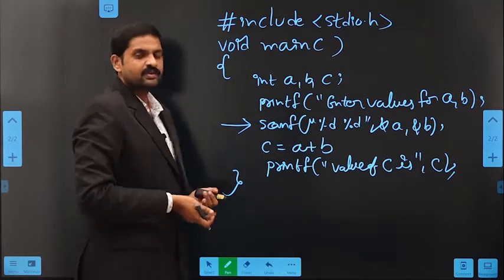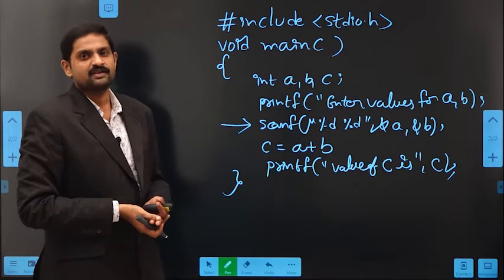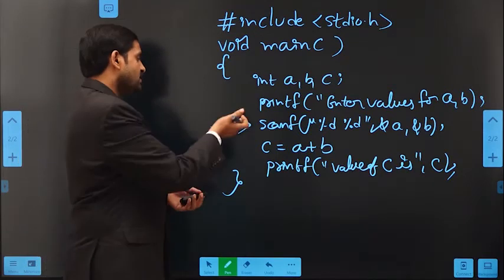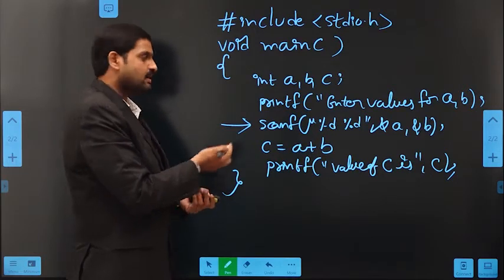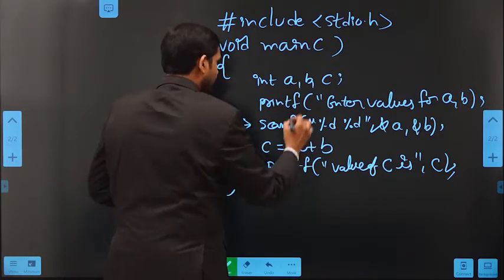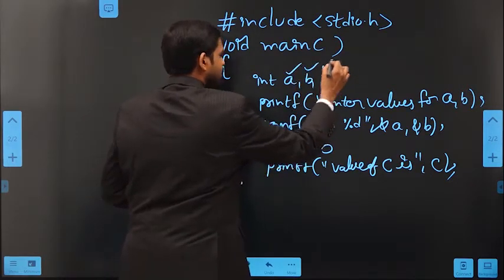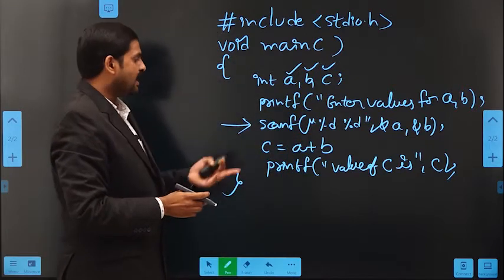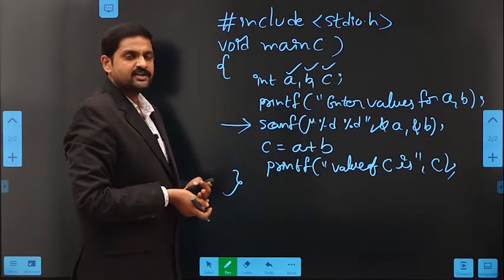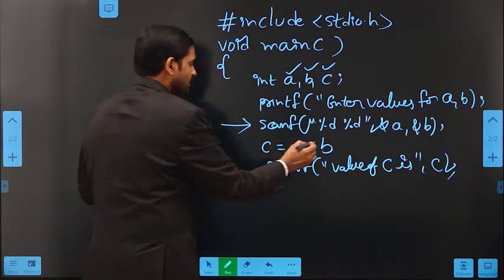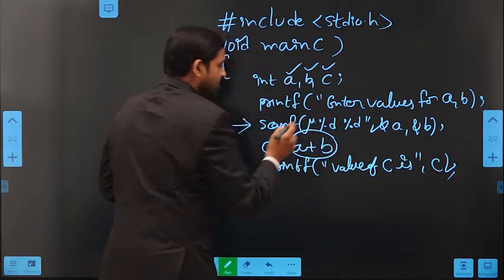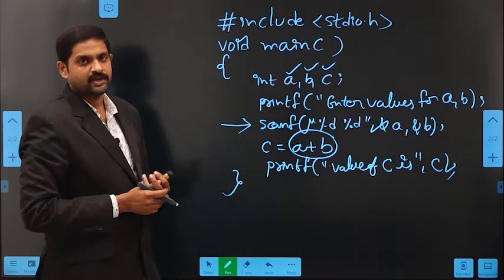This is the sample program of the C language. In this program, you can see the three variables. What are those three variables? A, B, C. And an arithmetic operation is performed in this program. What is that arithmetic operation? Addition. Addition is the arithmetic operation.